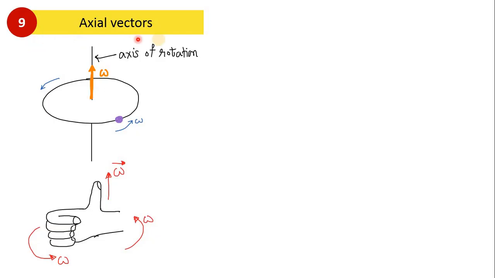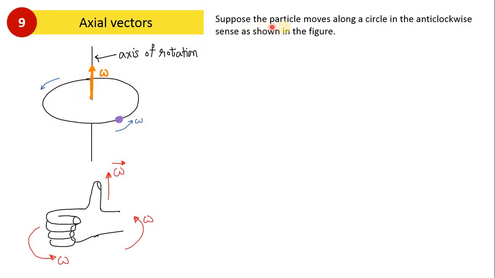Final, ninth definition, axial vectors. Very important for the physics subject. In physics, we will study very soon about circular motion or rotational motion. Let us imagine that this particle is moving along a circle. The particle moves along this circle, like this. Suppose the particle moves along a circle in the anti-clockwise sense as shown in the figure.